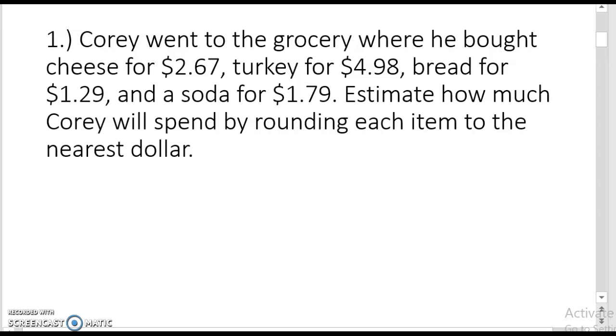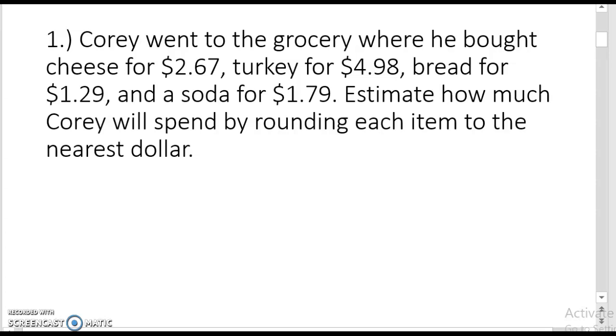Hey, look at Corey going to the grocery. So Corey went to the grocery where he bought cheese for $2.67, turkey for $4.98, bread for $1.29, and a soda for $1.79. Estimate how much Corey will spend by rounding each item to the nearest dollar.